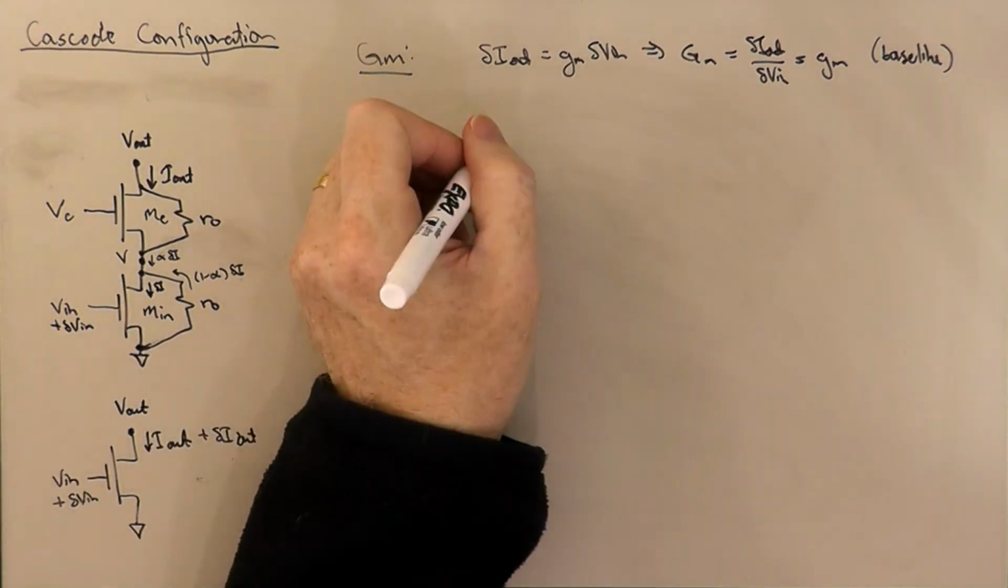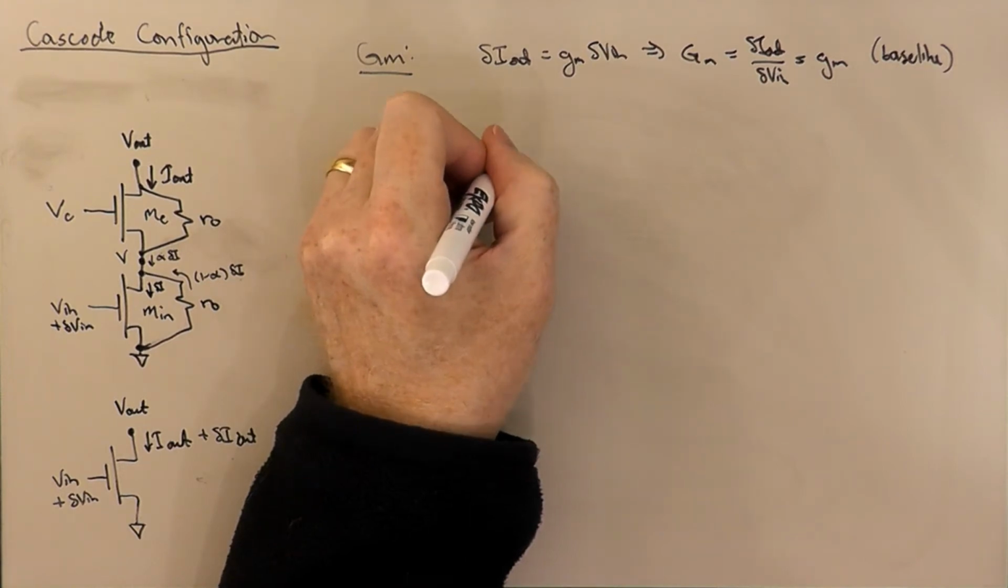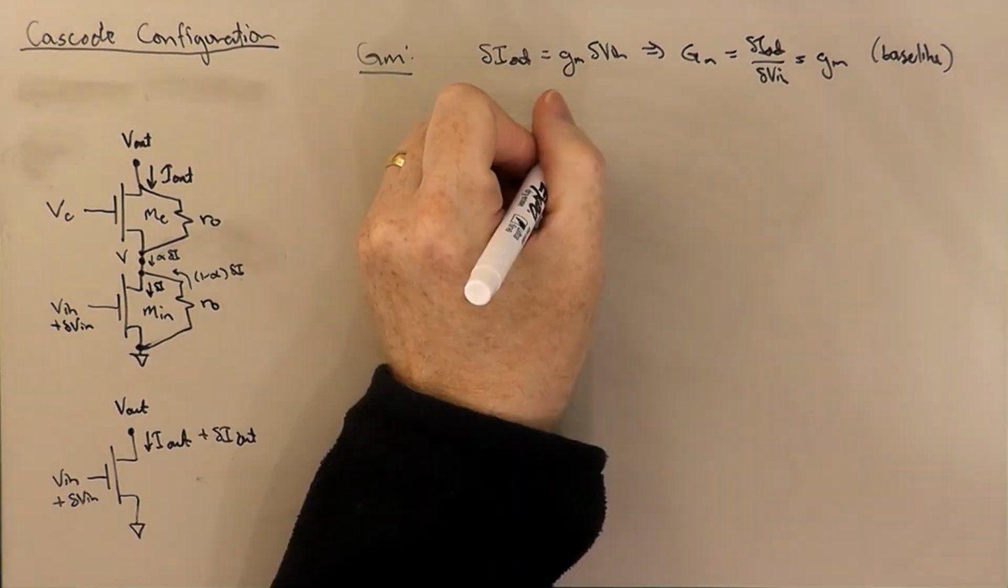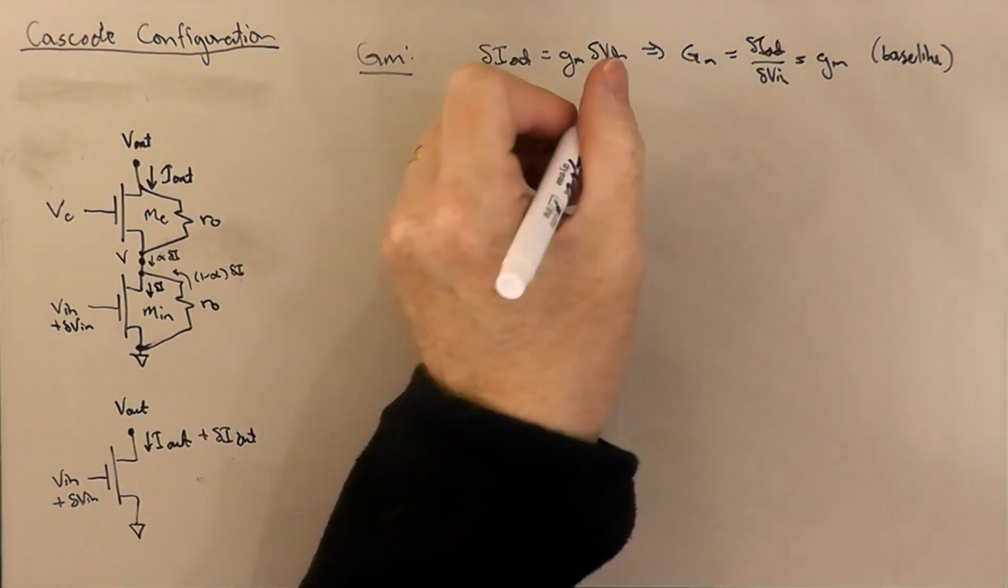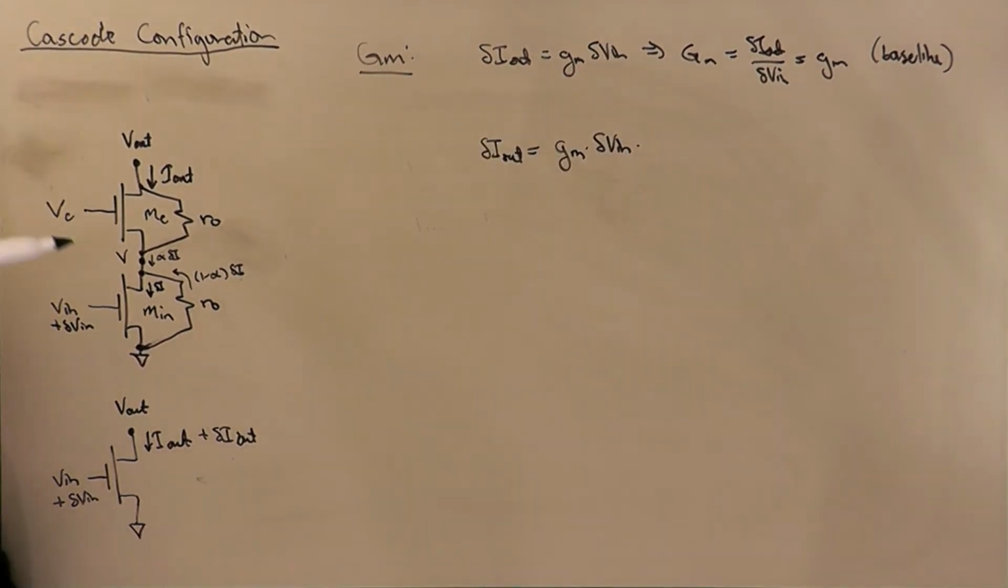Right, so for our cascode, we have delta I out being given by gm times delta V in times our current divider ratio. What's our current divider ratio?